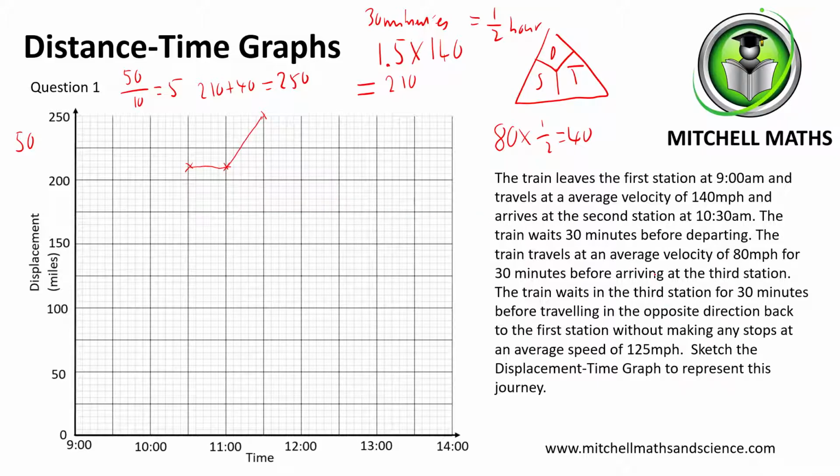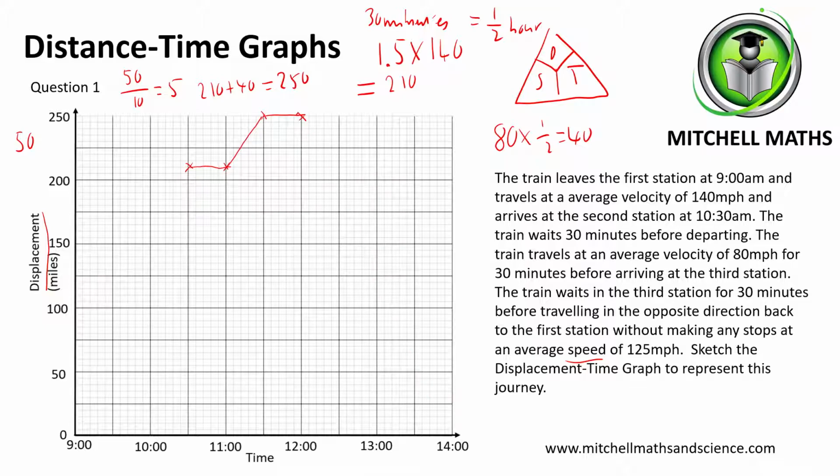And then it tells us that the train waits at the third station for 30 minutes, so that's going to be like this again. And then it travels back in the opposite direction to the first station at an average speed of 125 miles per hour. It just says speed here because it's going in the opposite direction, so it'll be a negative velocity. So it's going back to the first station. Now because this is displacement, this is how far it was from its starting point. So if it's going backwards, it's actually going to be returning to its original position.